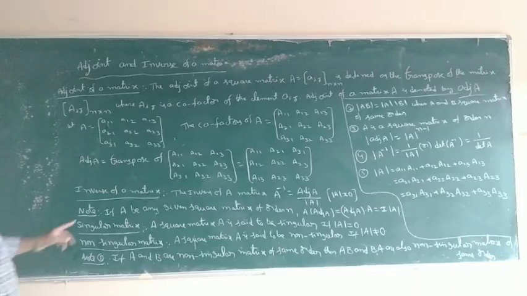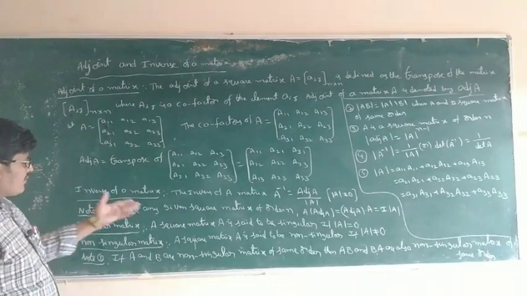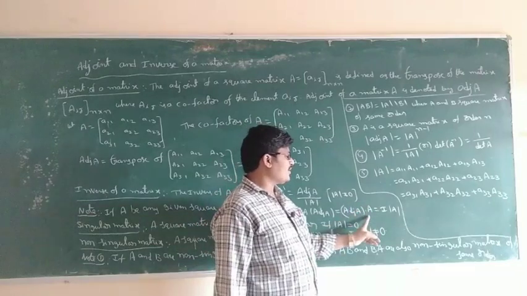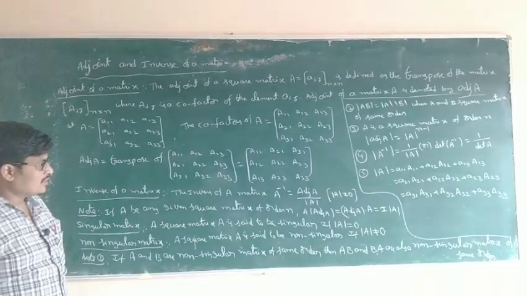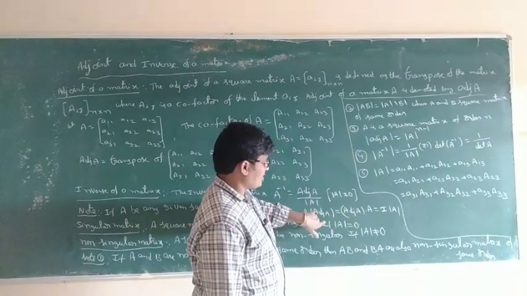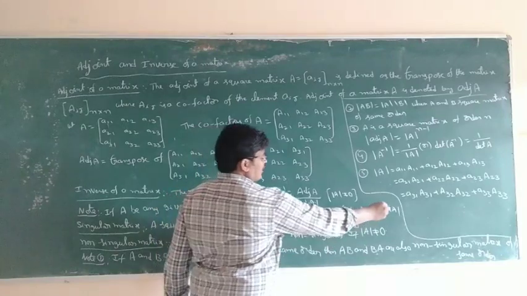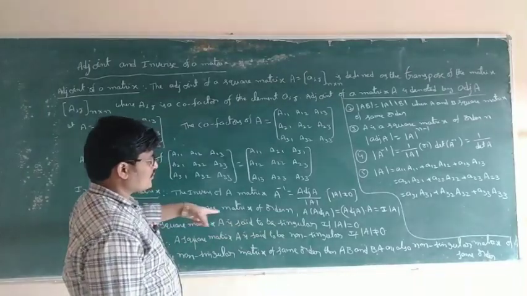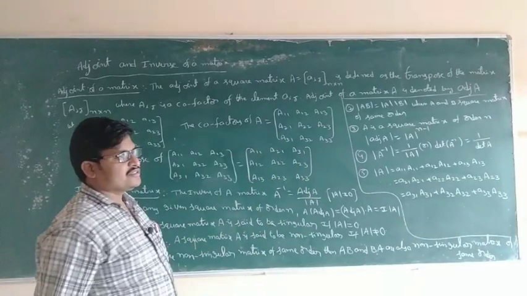So note, if capital A is any given square matrix of order n, then A into adjoint A is equal to adjoint A into A is equal to det A into I. The inverse of the matrix comes from this condition. Dividing by det A, adjoint A by det A is equal to I by A, which is equal to A inverse.